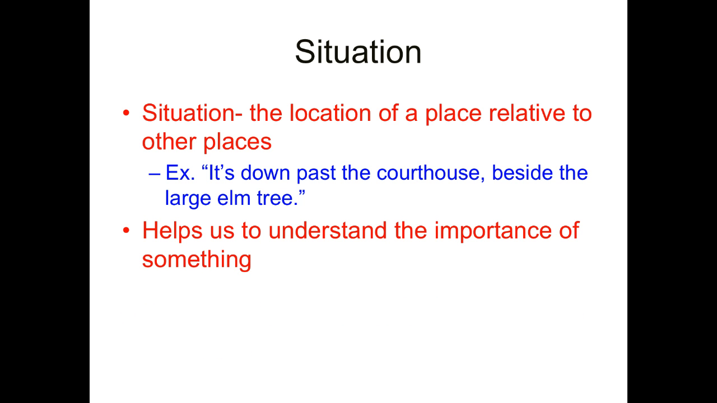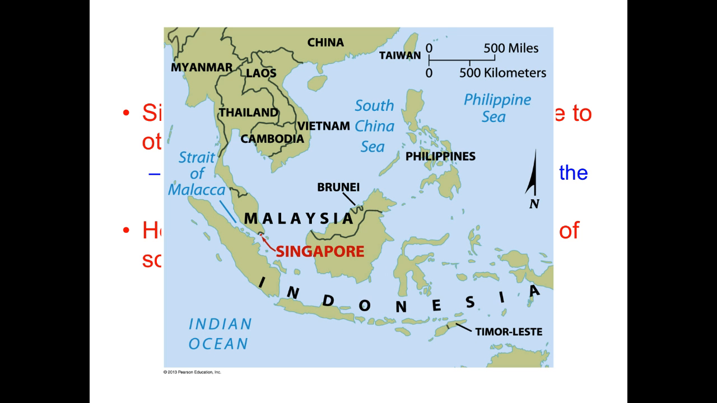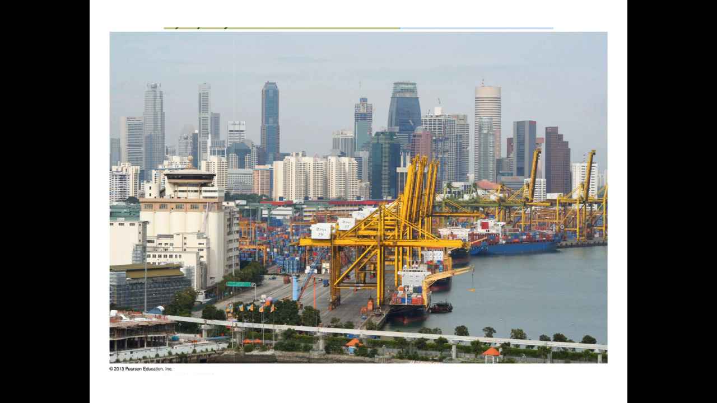Another way we can look at situation is also to look at the importance. Singapore, for example, is one of the major trading hubs in the global economy, because it's situated on the Strait of Malacca, between Indonesia and Malaysia, where about a quarter of the world's trade goes through that particular strait. Because of its situation, it's grown into this hub of shipping trade, and you can see the landscape has been adapted to take advantage of its situation in terms of the global economy.